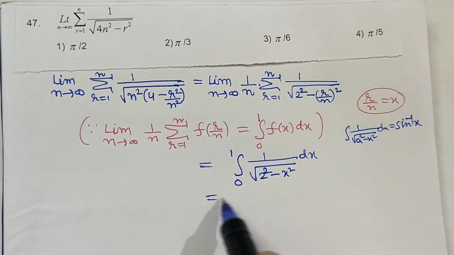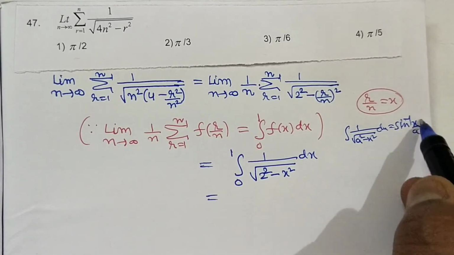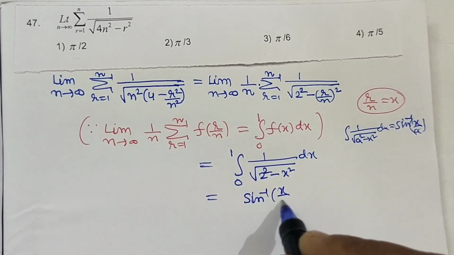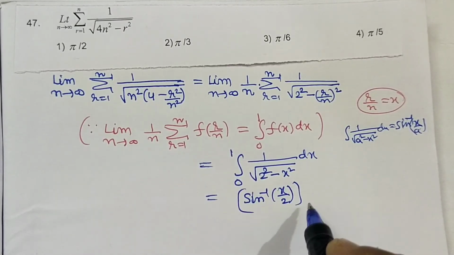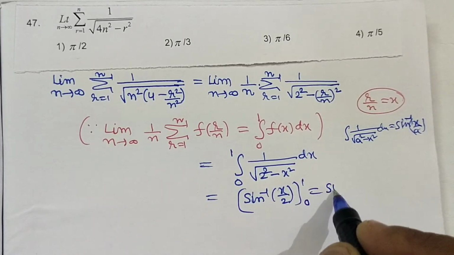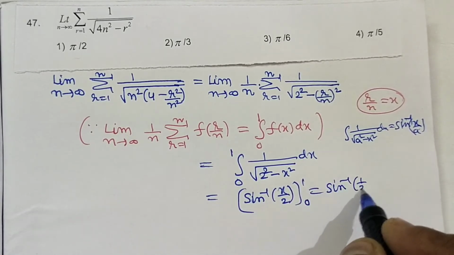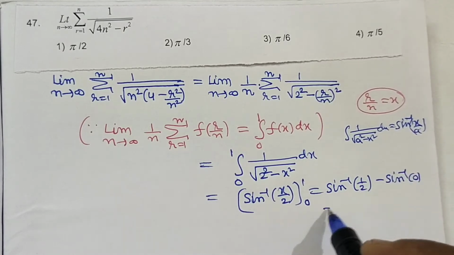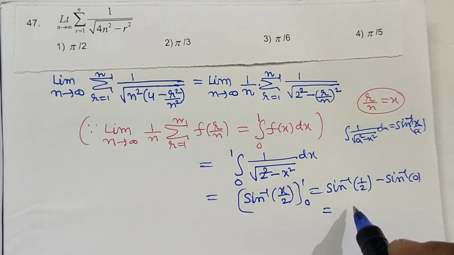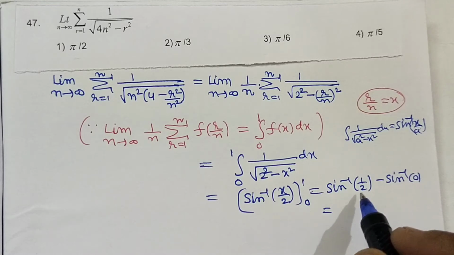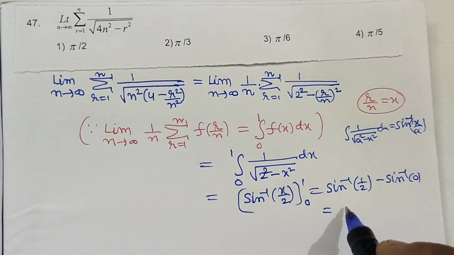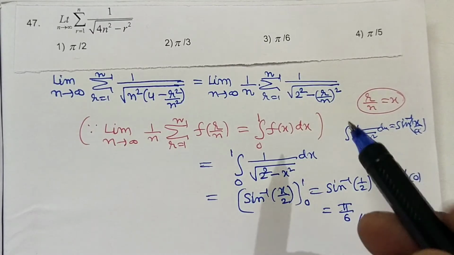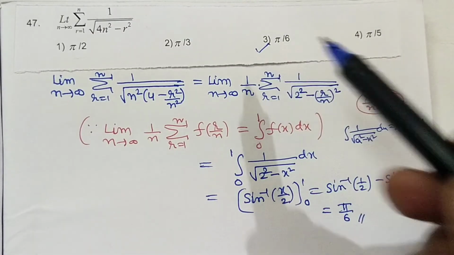So here sine inverse of x by a, where the value of a is 2. Applying the limits 0 to 1: sine inverse of 1 by 2 minus sine inverse 0. Sine inverse of 1 by 2: sine 30 is 1 by 2. So it is 30 degrees, and 30 degrees means pi by 6, which is there in the third option.